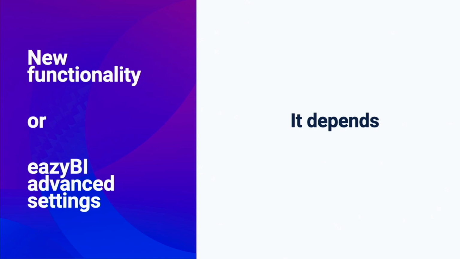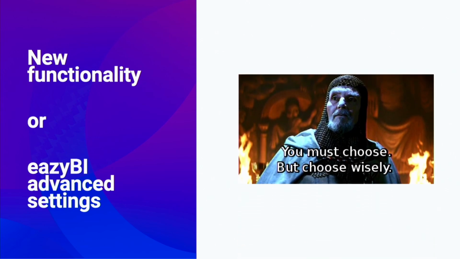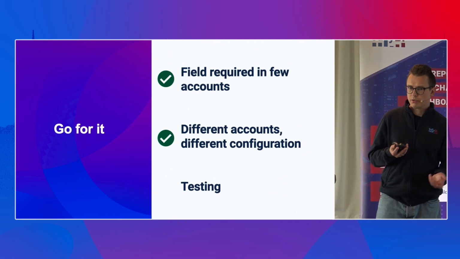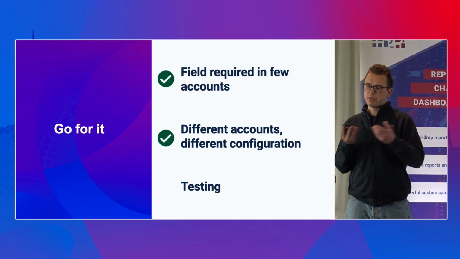But I'm not leaving you out here dry, hanging. I have some examples in which you could try to use the new functionality. For example, one example could be a field which you require in a few accounts only. Go for it. If one custom field or JavaScript calculated custom field is required differently in several accounts, you can still use the new functionality to use it one way in one account and another way in the other accounts.